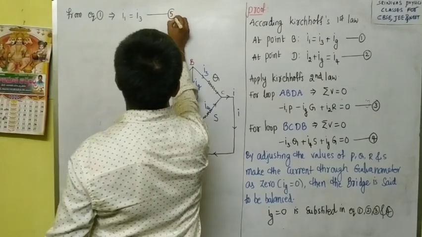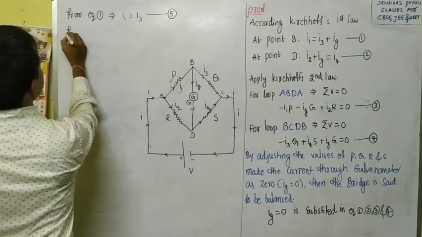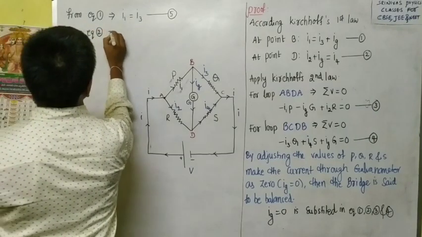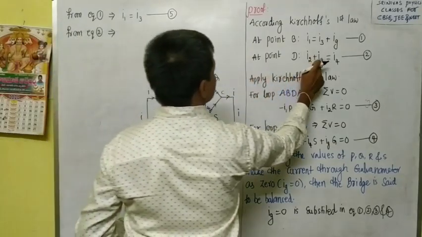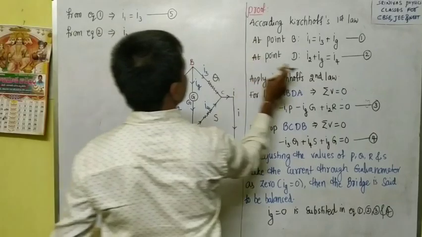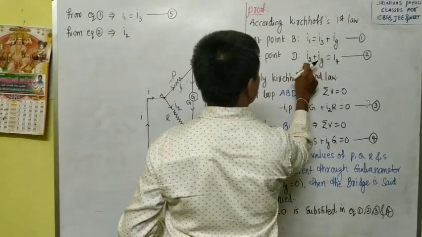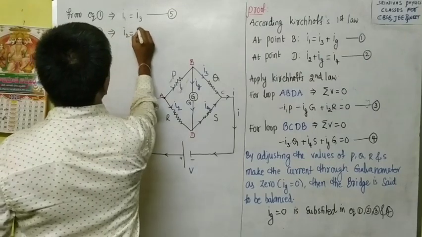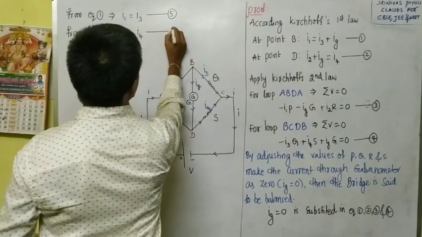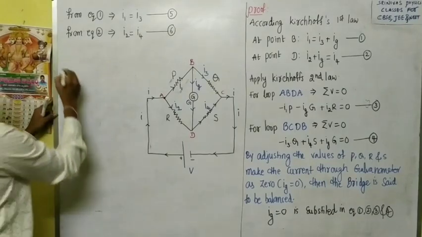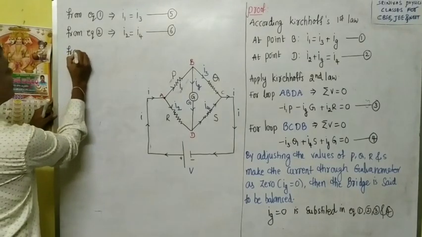This is equation 5. Next, from equation 2, what will you get? Substituting Ig as 0, I2 is equal to I2 plus 0, which is I2. This is 0. Then we will get I2 is equal to I4. I2 is equal to I4. This is equation 6.